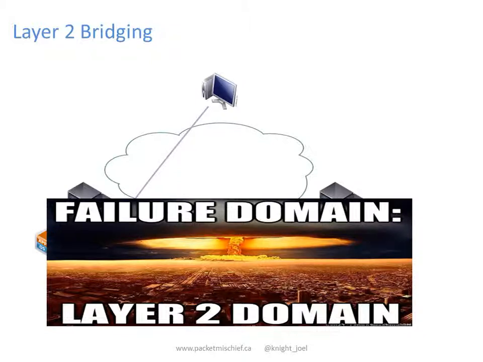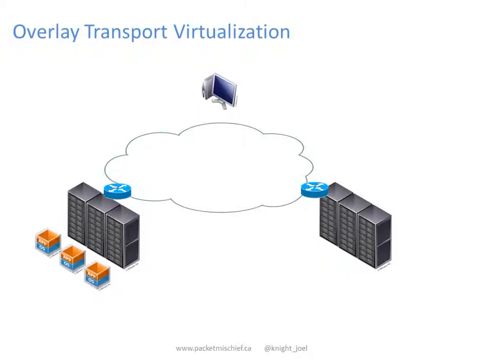An alternative approach is OTV, Overlay Transport Virtualization. So we know we still need that layer 2 adjacency. That is a requirement if we need to be able to deliver hot migrations of workloads. So how do we achieve that without taking on the risk of layer 2 bridging?